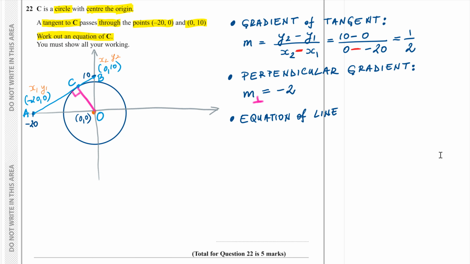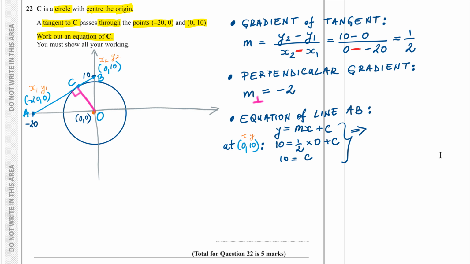The equation of line AB, the tangent, can be worked out by using the formula for an equation of a line, y equals mx plus c. At point (0, 10), y is equal to 10, so 10 is equal to half times 0 plus c. Simplifying it, 10 is c. This is the y-intercept. Substituting the gradient and the y-intercept gives us the equation of the tangent: y equals half x plus 10.